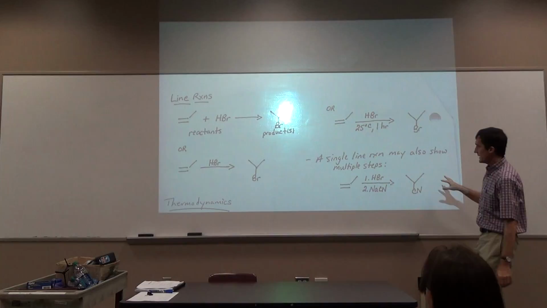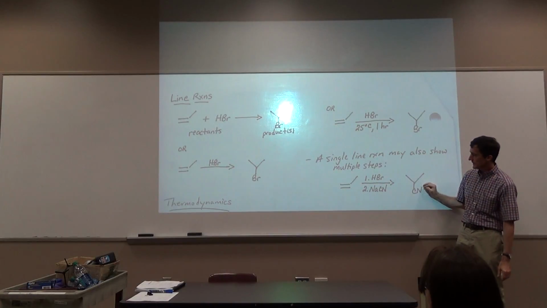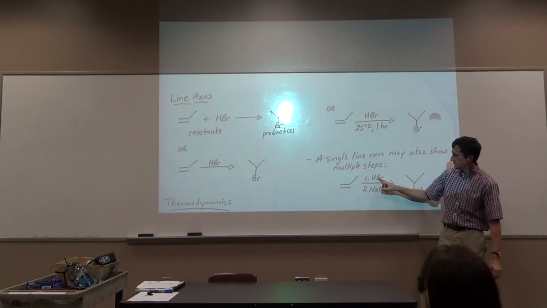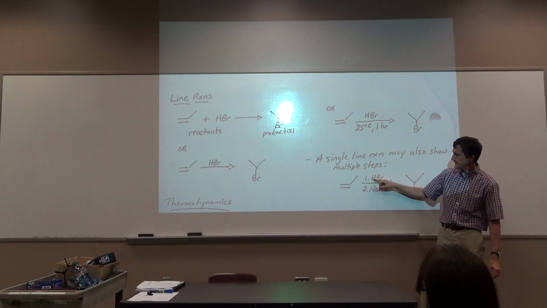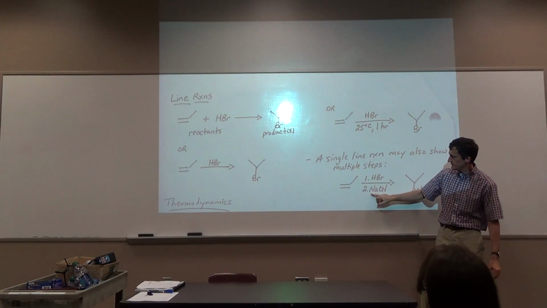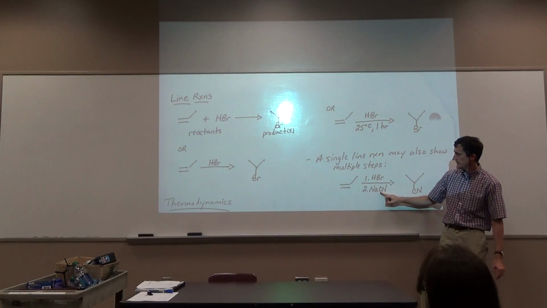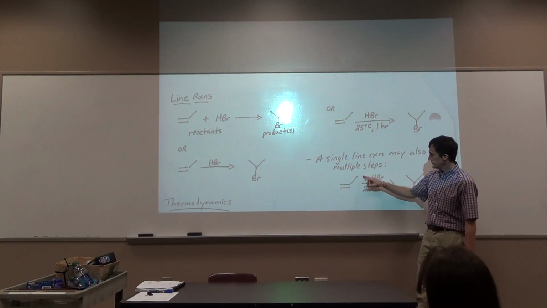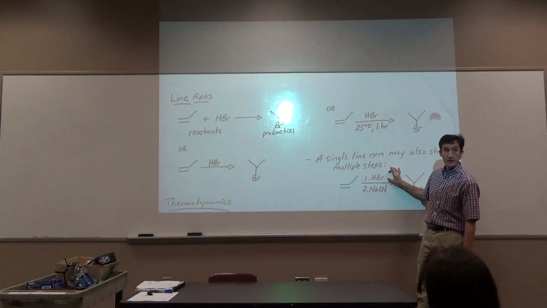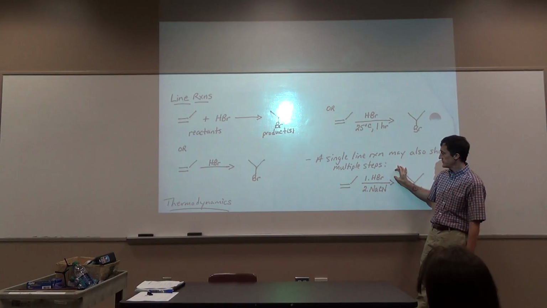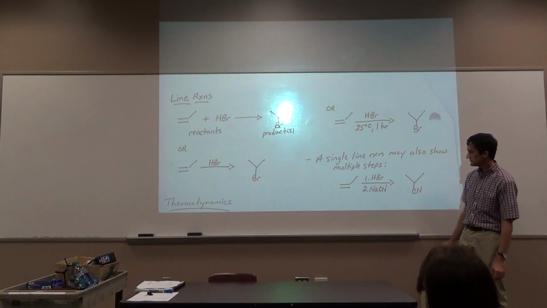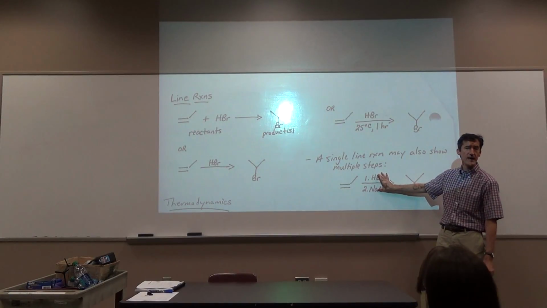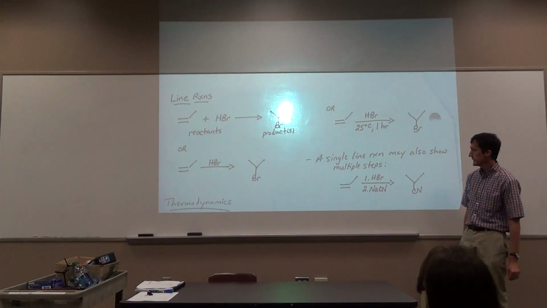A line reaction may also show multiple steps. Take this alkene, react it with HBr. Okay, that's one step. And then come back and react it with sodium cyanide. Now, this assumes that this reacts with HBr to give something new, and then that something new then reacts with sodium cyanide to give this. So this is really two different line reactions sort of shown together.